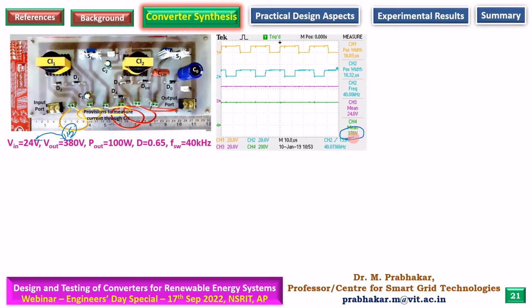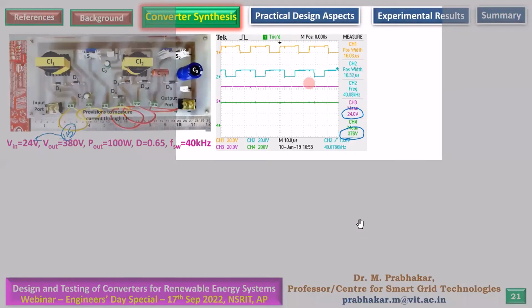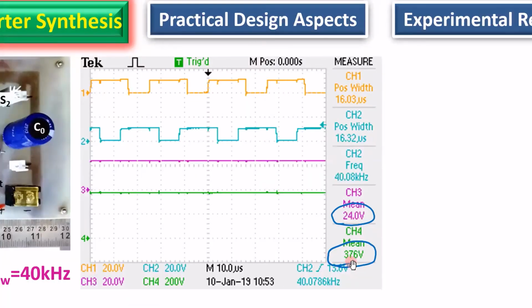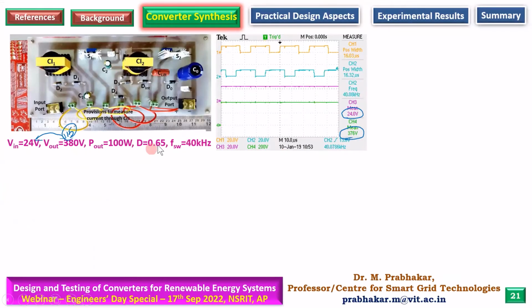So it worked. This is the input voltage, which is 24. I'll zoom it. Now this is the input voltage 24, then this is the output voltage 376. You get the gate pulse, 16.3 microsecond on for 25 microsecond, 40 kilohertz. So 40 kilohertz will be 25 microsecond time period. So duty ratio will be around 0.65, I remember. Yeah, 0.65. Okay. So this is fine. This converter was working, and that is why it was published.